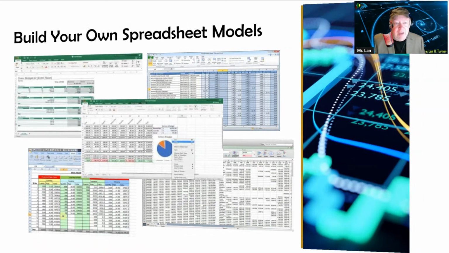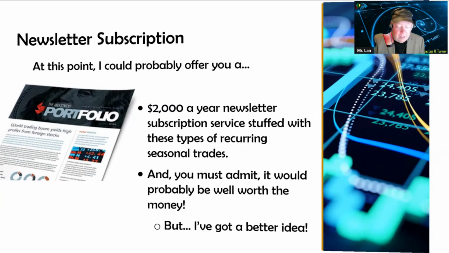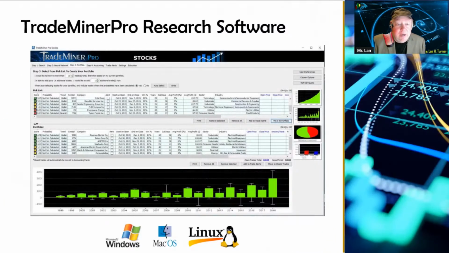But you don't have to do that because, you know what? At this point, I could probably offer you a $2,000 a year newsletter subscription stuffed with these types of recurring seasonal trades, and you must admit it would probably be worth the money, right? But I've got a better idea. I'm going to introduce you to the software that does it. It's called TradeMiner Pro. TradeMiner Pro is software that finds these trading opportunities in both the stocks and the futures market, and that's what we're going to go trade and play with today.